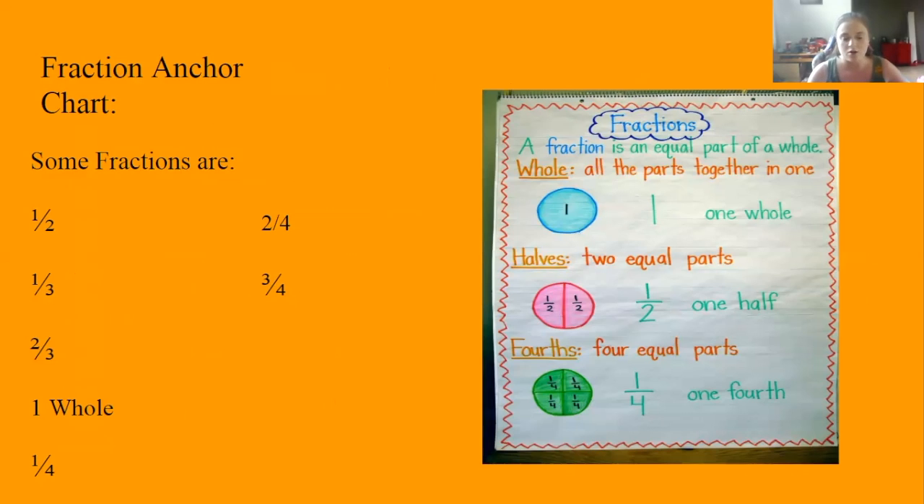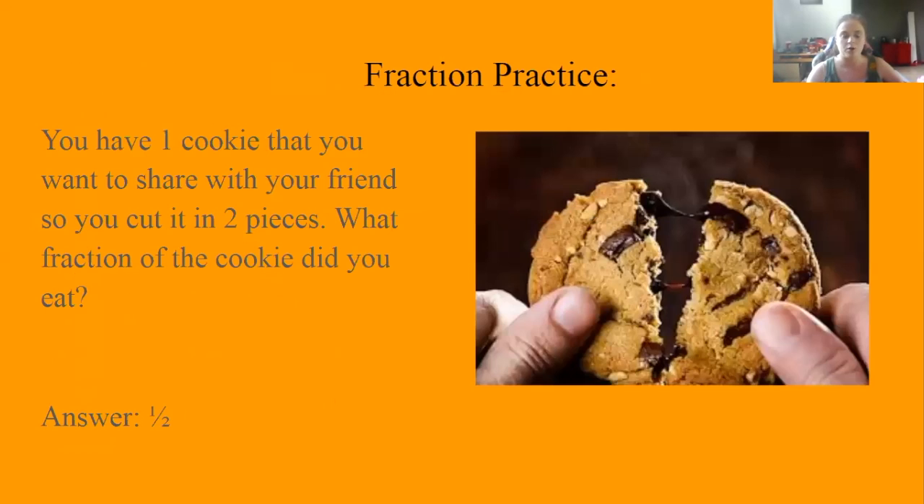Next, the students would pull out another piece of paper, and together we would work through some practice fraction problems. You have one cookie that you want to share with your friend, so you cut it into 2 pieces. What fraction of the cookie did you eat? Well, there's 2 equal pieces, so that would be our denominator. You eat one piece of the cookie, so that would be the numerator. So the answer would be 1/2.